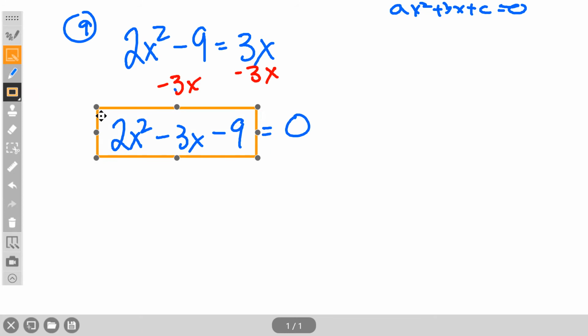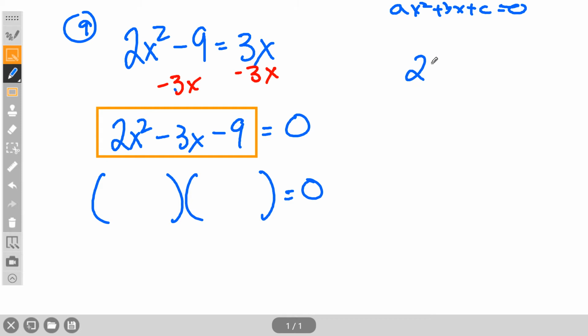So what I want to factor here is this. There's no GCF, so nothing to take out. I know that it's going to factor into two factors. I just need to figure out what those two factors are. So I'm going to go over here and try to figure out what those two factors are by doing a times c and b. So a times c is 2 times -9, which is -18, and b is -3.